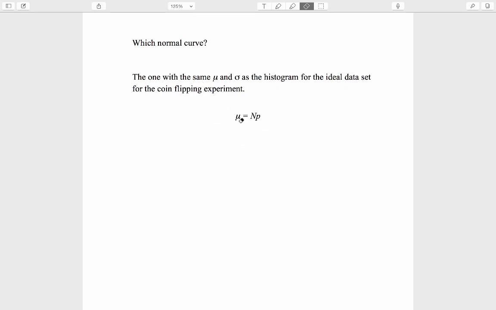For a normal curve, there's a notion of mu, the notion of population mean. But for these binomial experiments, these sequences of n independent Bernoulli trials, there's also a notion of mu. There's also a notion of the mean. The mean of an ideal data set is the same thing as the expected value. And when the experiment consists of n independent Bernoulli trials, that expected value, that mean, is exactly n times p. We also have a nice formula for the standard deviation, the square root of n times p times 1 minus p.